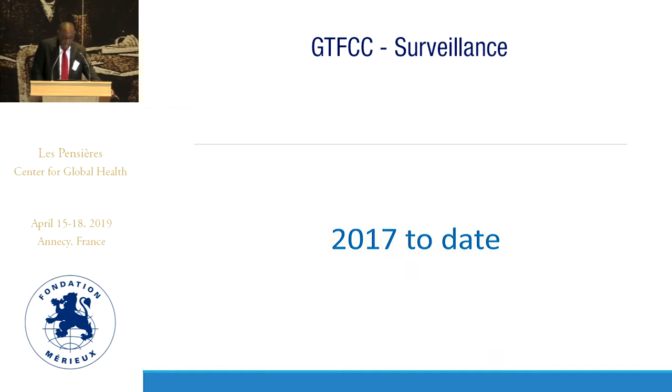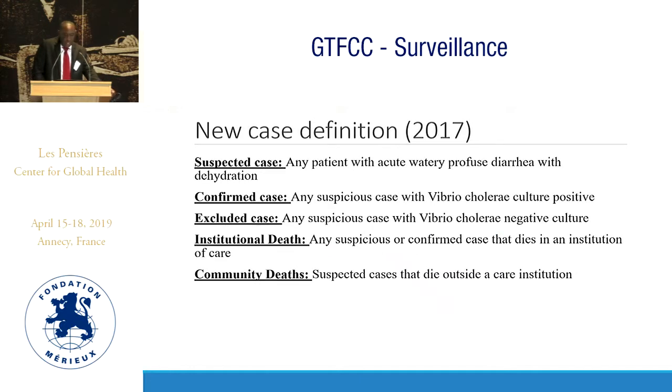In 2017 to date, we have fewer cases than at the start of the epidemic. We changed the case definition. We now say: suspected case, any patient with acute watery diarrhea with dehydration. Before we didn't have dehydration. Confirmed case, any suspected case with Vibrio cholerae culture positive.